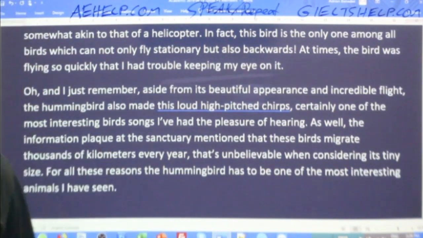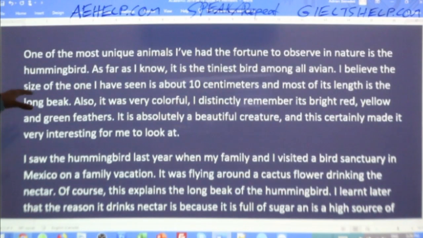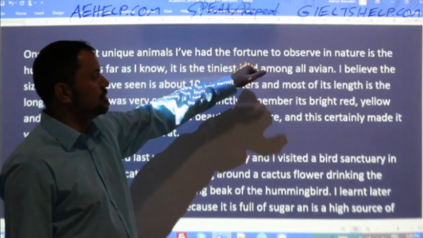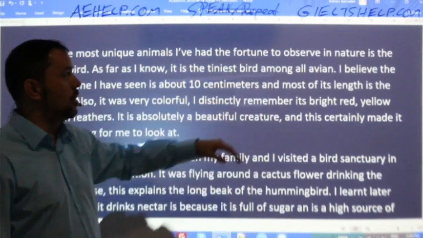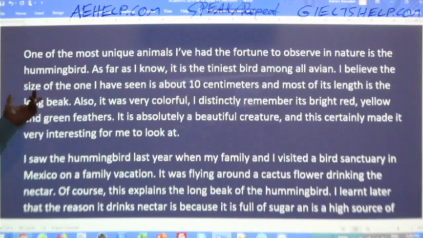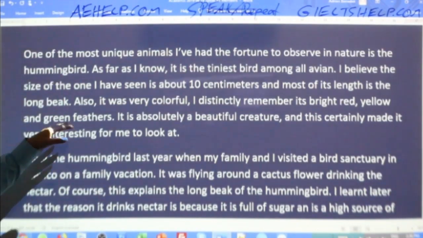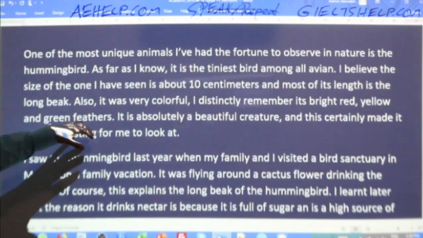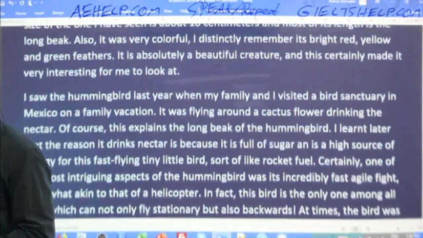Now, by this time, I'm sure the examiner will have stopped you. So, members, from the top, here we go. Repeat after me. One of the most unique animals I've had the fortune to observe in nature is the hummingbird. As far as I know, it is the tiniest bird among all avian. I believe the size of the one I have seen is about 10 centimeters, and most of its length is the long beak. Also, it was very colorful. I distinctly remember its bright red, yellow, and green feathers. It is absolutely a beautiful creature, and this certainly made it very interesting for me to look at.